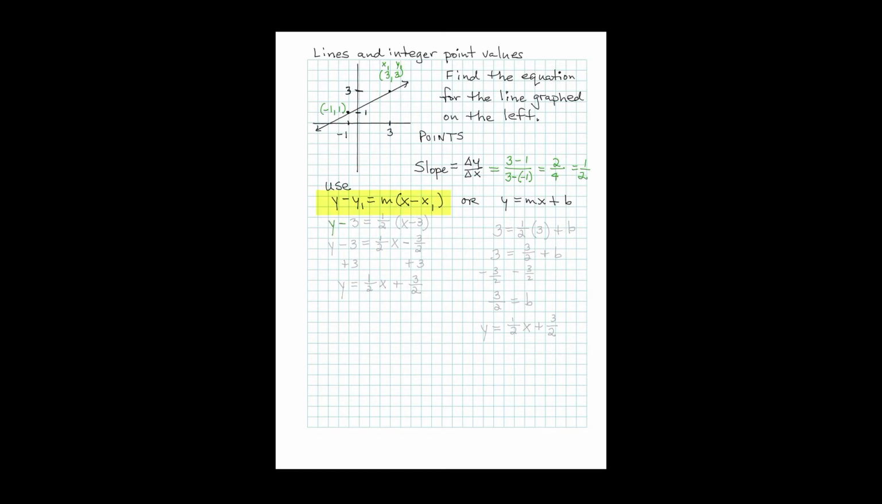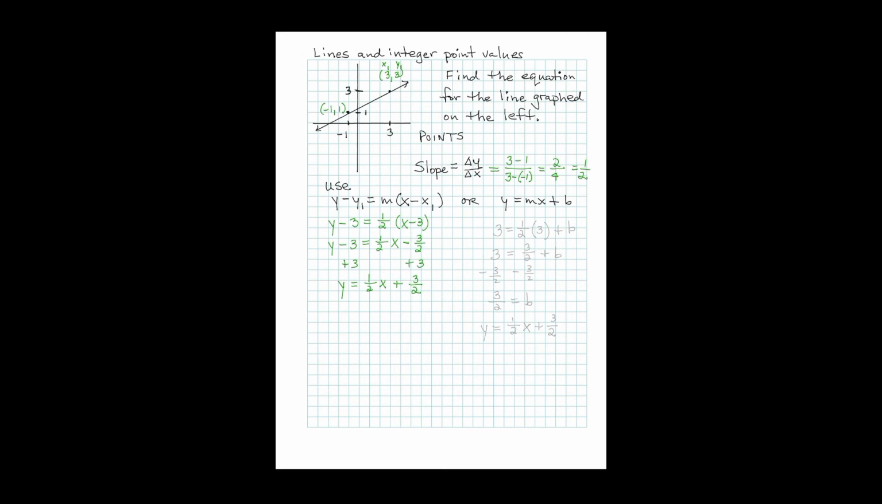So y minus 3 is equal to 1/2 times x minus 3, and then you want to write that in slope intercept form. And so I'm going to distribute. y minus 3 equals 1/2 x minus 3/2, and then adding 3 to both sides, we get y equals 1/2 x plus 3/2. Now if you don't know how to add negative 3/2 and 3, then you need to find videos on how to add and subtract fractions, or just use the fraction key on your calculator.